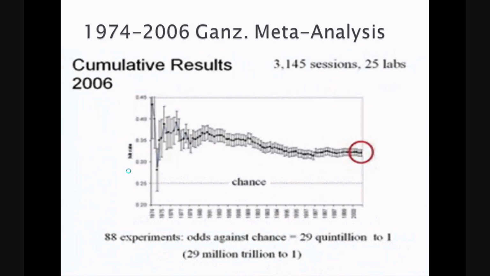Now, when you combine all these results from the meta-analysis, you end up with a 32% hit rate. And the odds of this happening by chance are extremely tiny, more than 1 trillion to 1. So the evidence for telepathy was actually pretty strong in this meta-analysis.